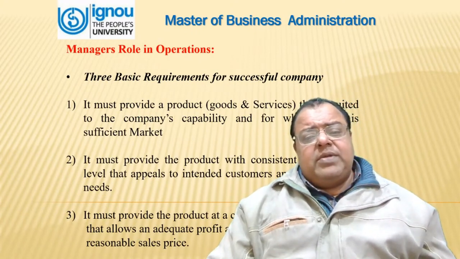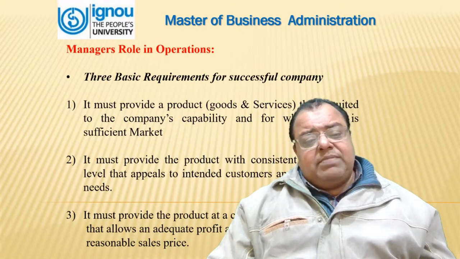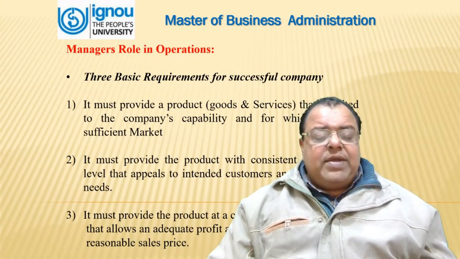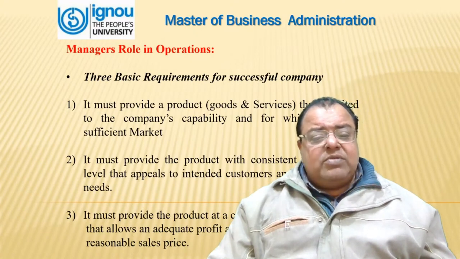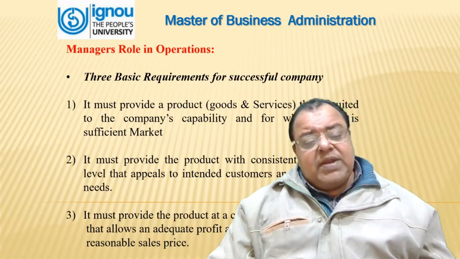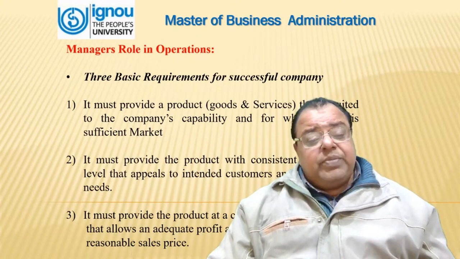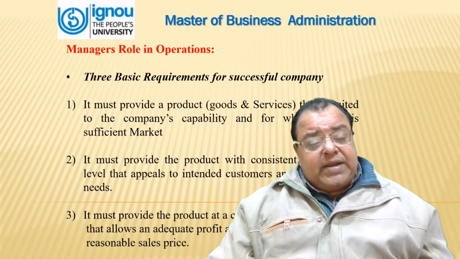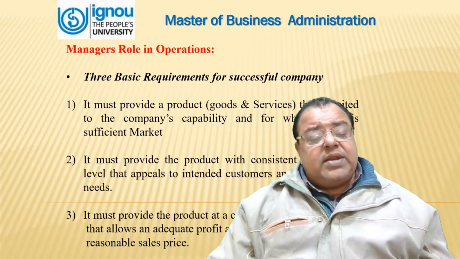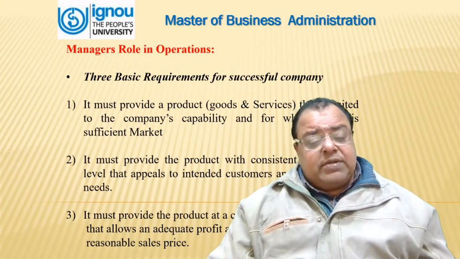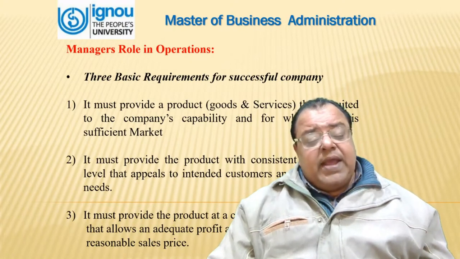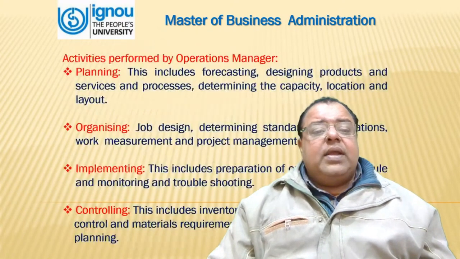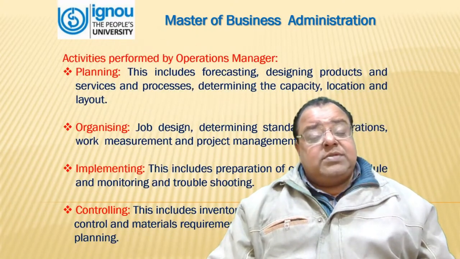There are three basic requirements for a successful company. First, it must provide a product, which can be a good or a service, that is suited to the company's capability and for which there is a sufficient market. Second, it must provide the product with consistent quality at a level that appeals to intended customers and serves their needs. And the third one is it must provide the product at a cost that allows an adequate profit and a reasonable sales price. What are the activities performed by operations managers?